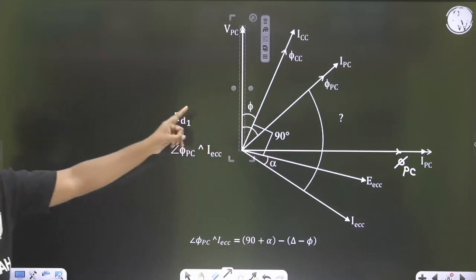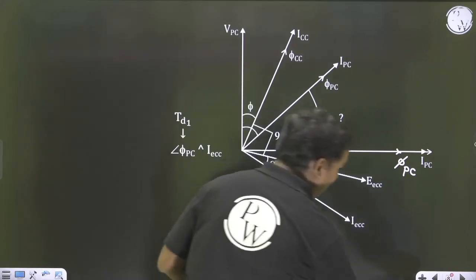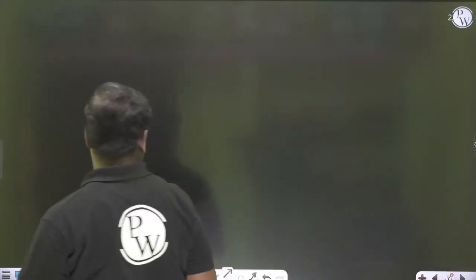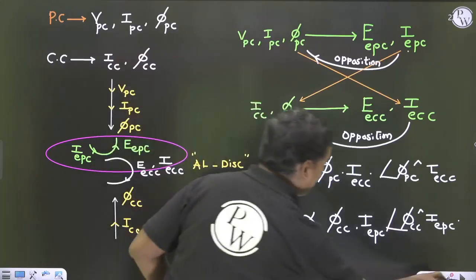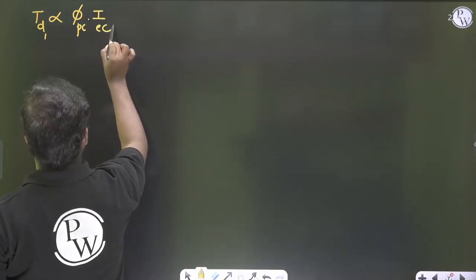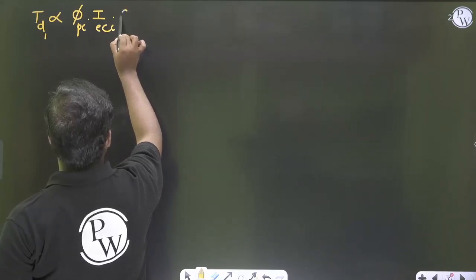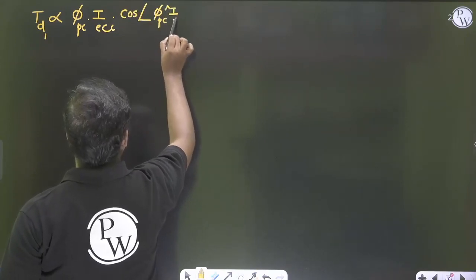Okay, I think it is visible clearly to you. Or else I will do one thing, we will take this as a reference and let me draw the diagram here. So first of all, I require the angle between phi PC. Okay, let me take here. So this is the TD1. So TD1 is proportional to phi PC, I_ECC, and the cosine of the angle between phi PC and I_ECC.